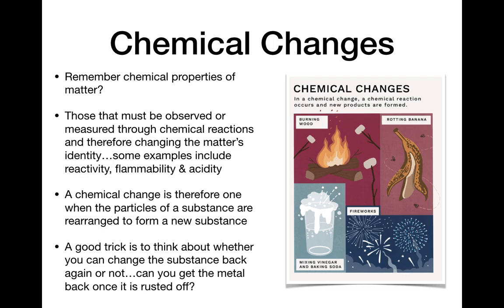So for example, let's go with rust. Rust is a corrosion process. So if I have some metal and it's rusted, can I get the metal back once it's been rusted off? No, you can't. It's a corrosion reaction. It's oxidized with oxygen in the air, and now that metal is gone. You can scrape the rust off, but you're losing that metal. I have the metal still underneath, but it's gone. You can't reverse it.